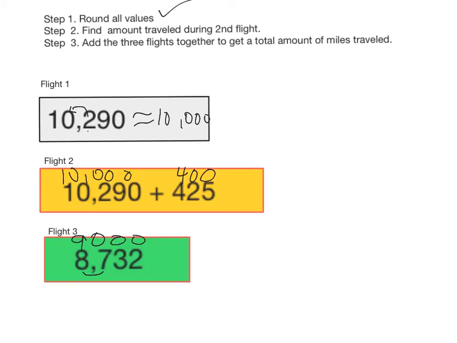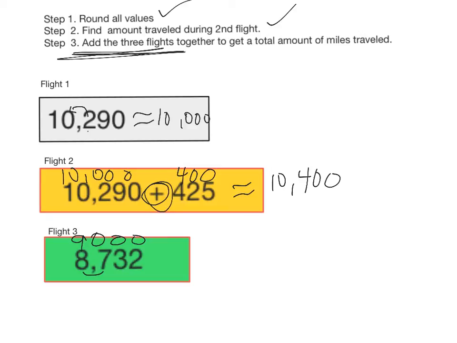Now I need step 2. Step 2 is to do what? It is to find the amount traveled during the second flight. How do I do that? Well, I've already determined when I read that I was going to need to add. So what is my total amount for my second flight? Well, what's 10,000 plus 400? It's 10,400. Step 2 is done.